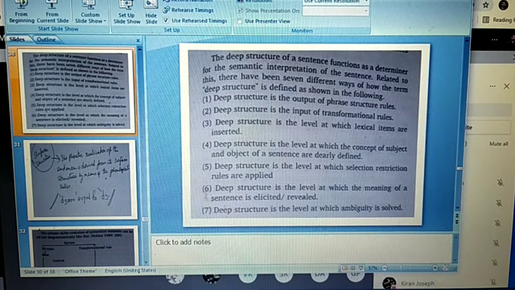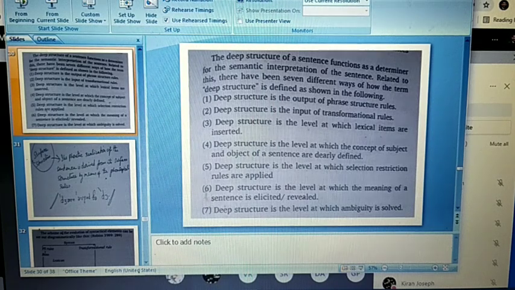That you understand from deep structure. Deep structure is the level at which the meaning of a sentence is elicited or revealed. You get the meaning from deep structure. And deep structure is the level at which ambiguity is solved. If at all there is any ambiguity, any meaning problem, that is again resolved at the deep structure.